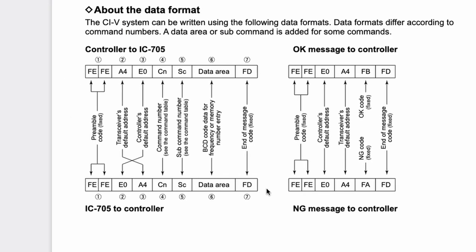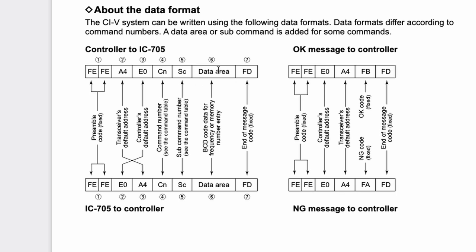Now, the next three boxes are the actual commands that we're going to send to the radio. So the first four just kind of set everything up for us. The next three are the actual data. The CN here is the command number. The SC is the subcommand number. Then we have the data area, and then the end of the message notation with FD.